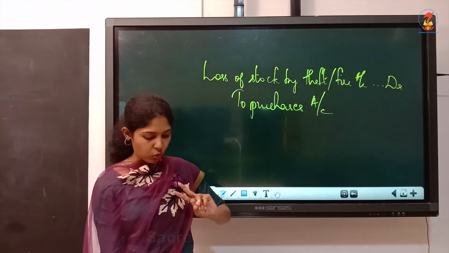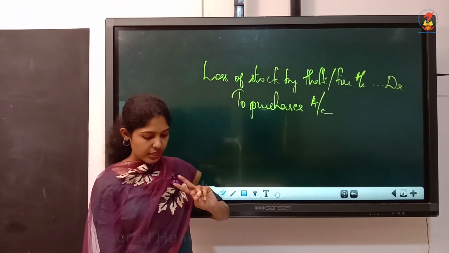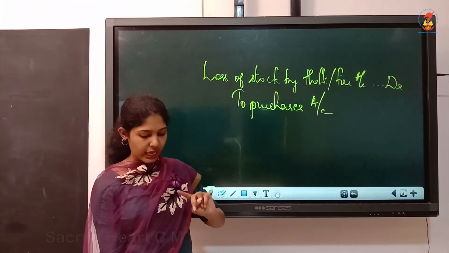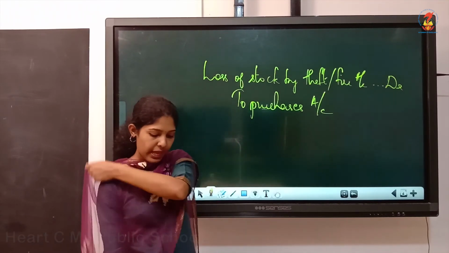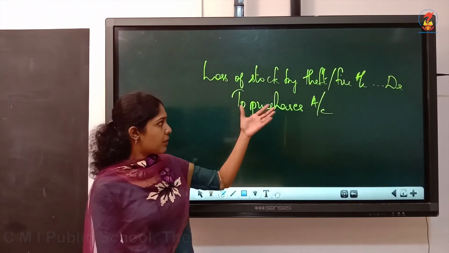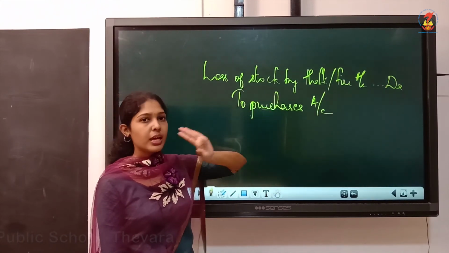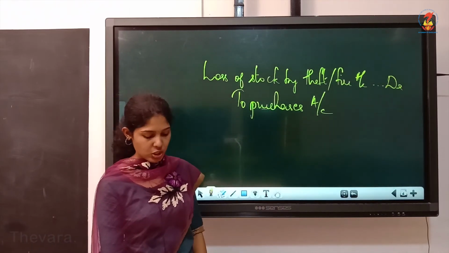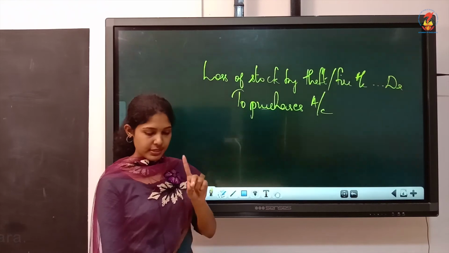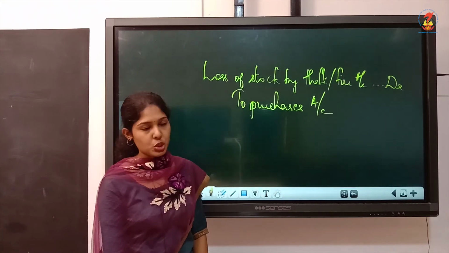Then second one, the subhead you write, in case goods were insured. This is not the subhead, this is the basic entry you must write in every situation, because there is a loss and you must record this entry. Then subhead 1, in case goods were insured.